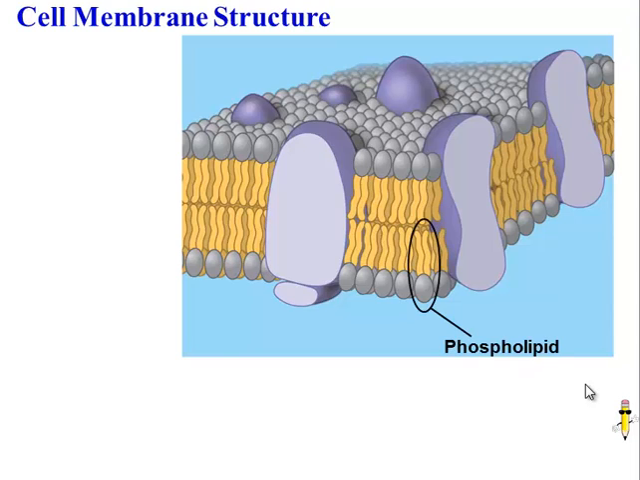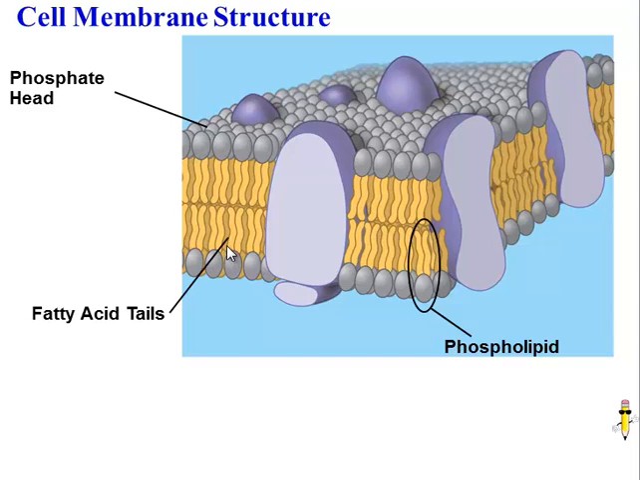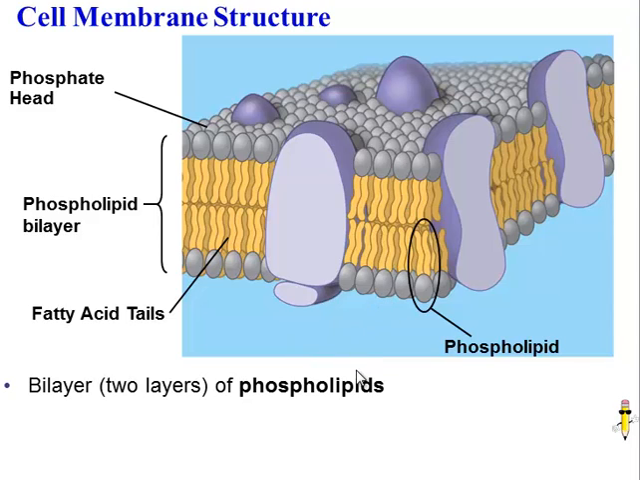The most numerous component of the cell membrane is the phospholipid. And a phospholipid is made up of a phosphate head, those are the gray circles, attached to two fatty acid tails. And there are lots of phospholipids in the bilayer, and in fact they form two different layers called the phospholipid bilayer. And those are kind of like the bread of the sandwich.